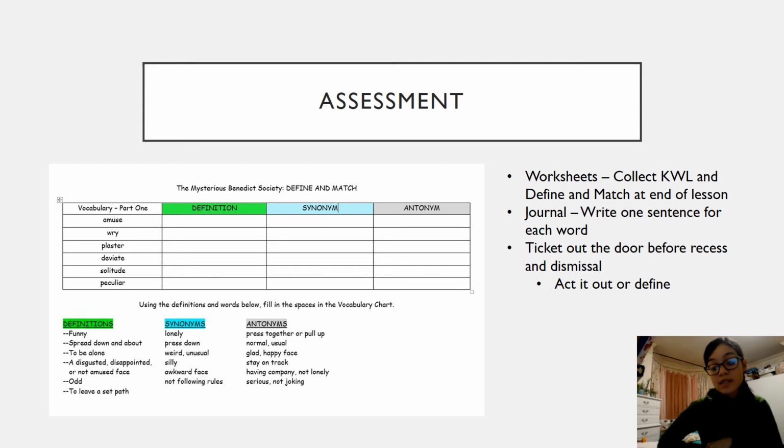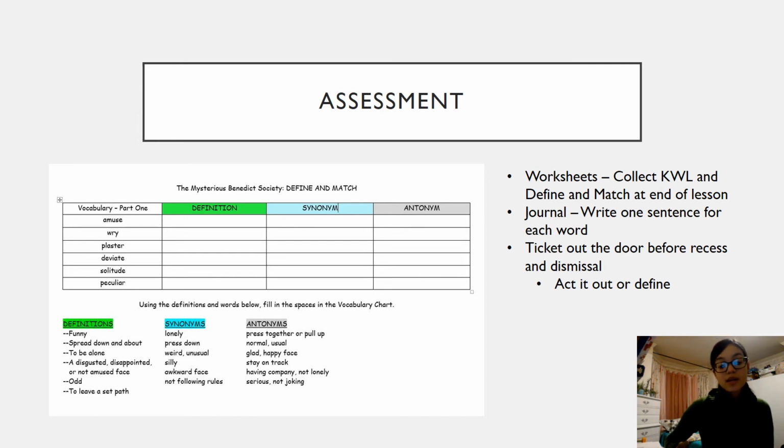Another way you can assess them is as a ticket to leave for recess and for dismissal. They can choose 2 words. One is for recess, one is for dismissal. And they will choose either to act out the word so that you know that they know what it looks like, or they can choose to define the word if they know what it means.